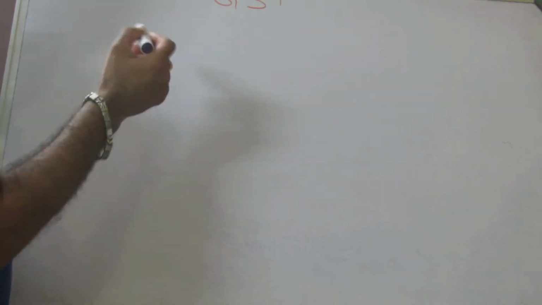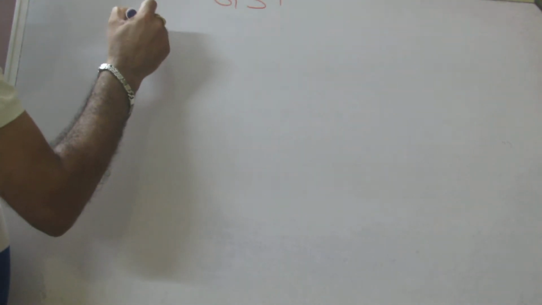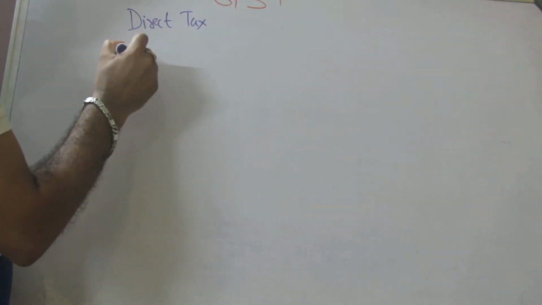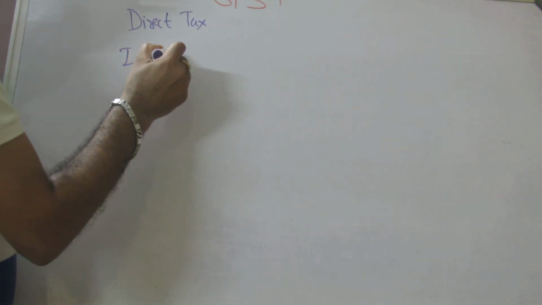The government has to provide this. So for that, the government needs money. From where will the government get this money? The government gets this money through the taxes which we pay. Now there are two kinds of taxes. One is called direct tax and another is indirect tax.